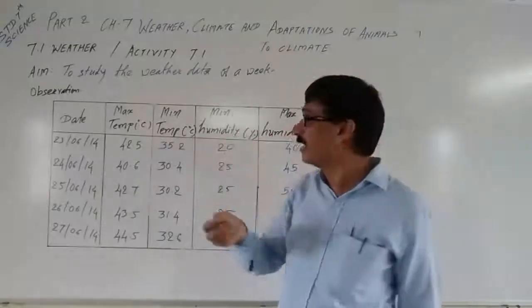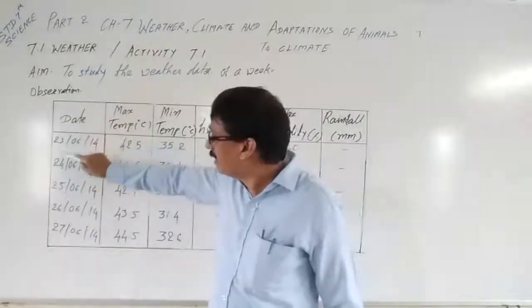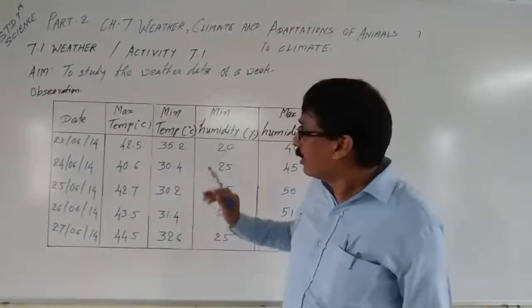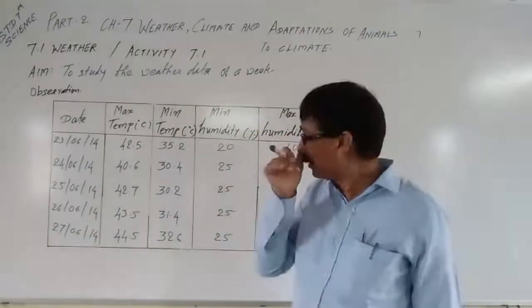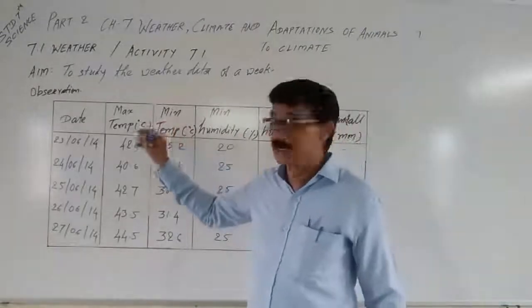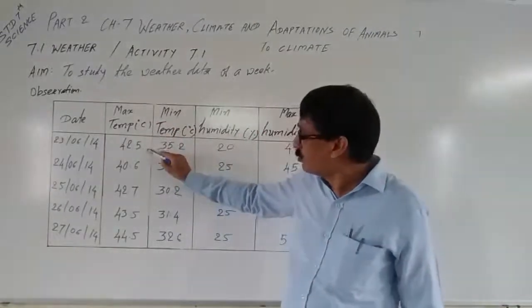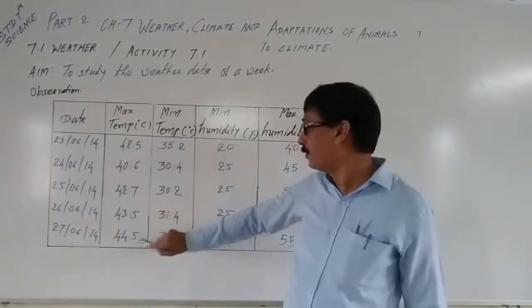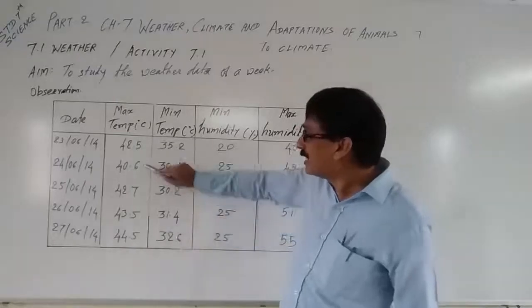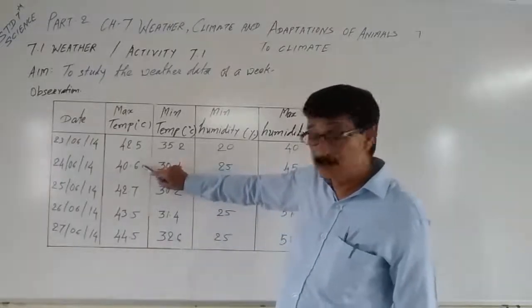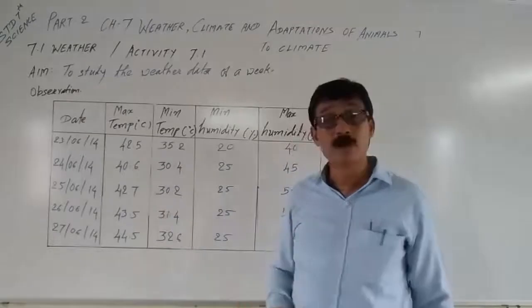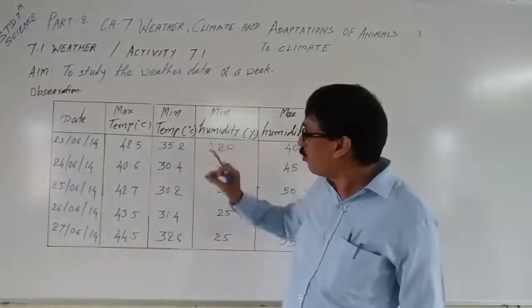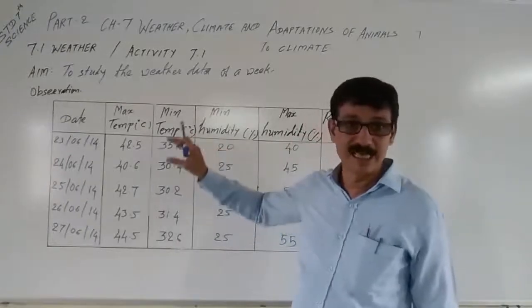Now let's see in the other way. See, these are the dates 23, 24, 25, 26 and 27. Total 5 days reports are there. Now maximum temperature, we can see 42.5, 40.6, 42.7, 43.5 and 44. So we can say it is in between 40.6 to 44.5. So it is around 4 degrees Celsius here and there.